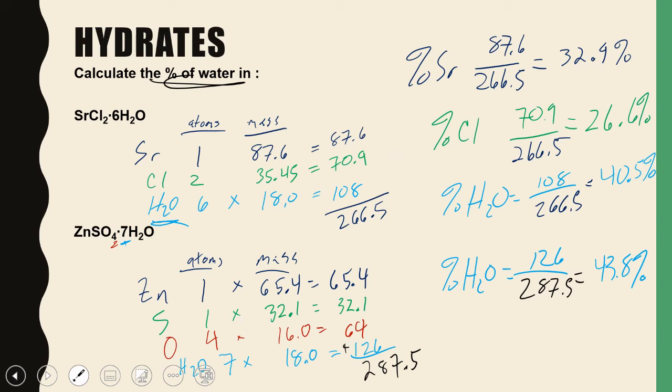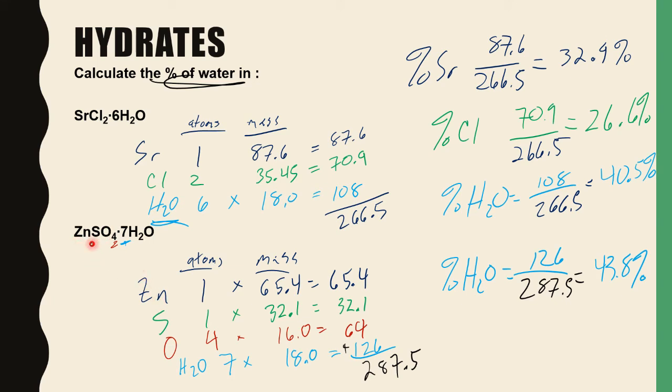So for strontium chloride, there's 1 strontium. Periodic table says 87.6 grams. There's 2 chlorines. Periodic table says 35.45 grams. And then 6 waters. Each water is 18. Add those up, and the percent water would be the 108 divided by the 266.5. And then you can figure out the percent of the other ones too if you want. All right. So this is pretty straightforward, I think. Nobody seemed to be struggling too much with this part.